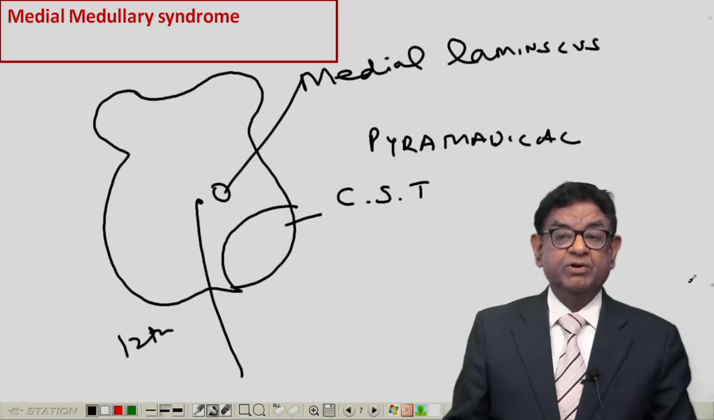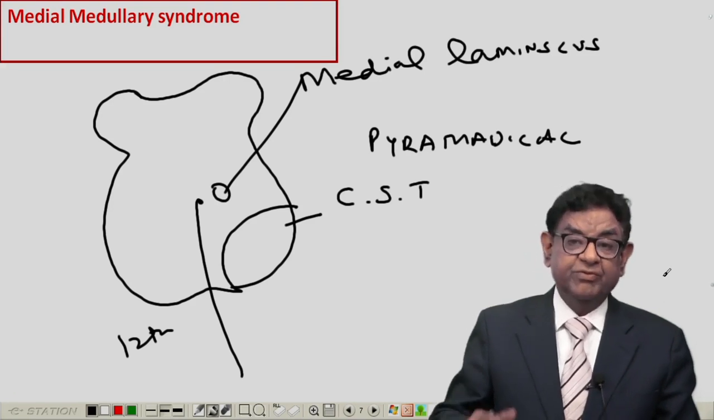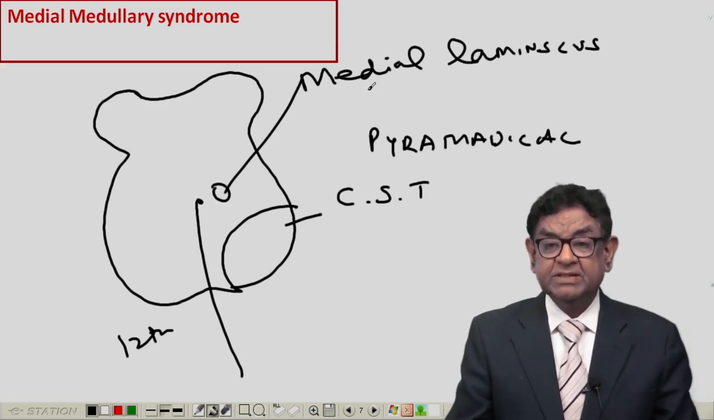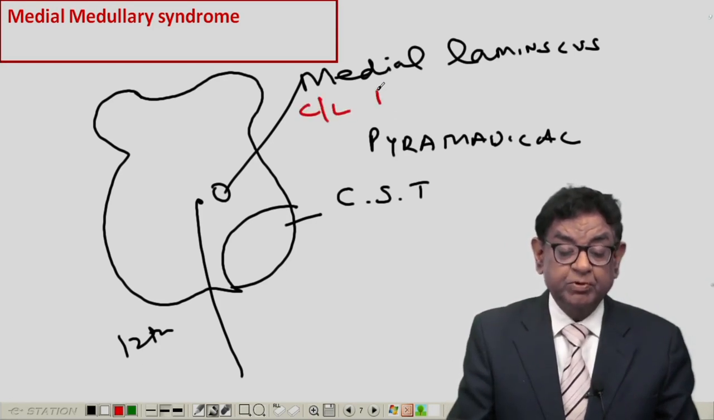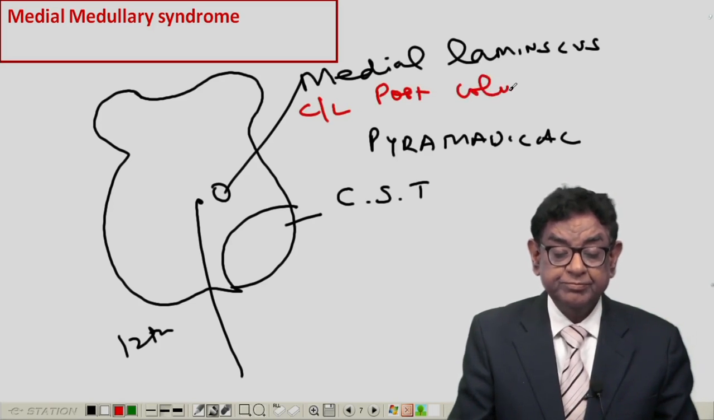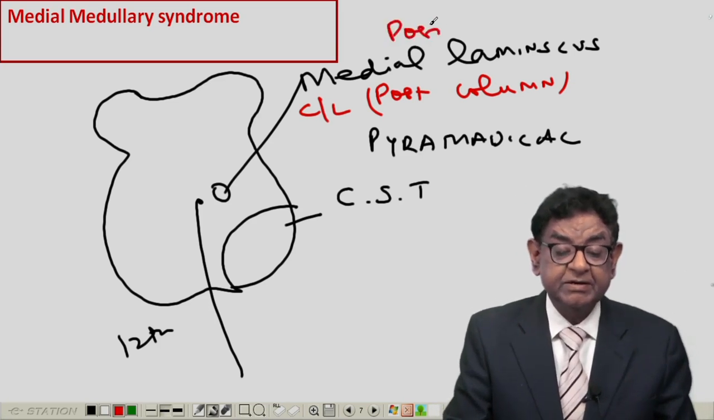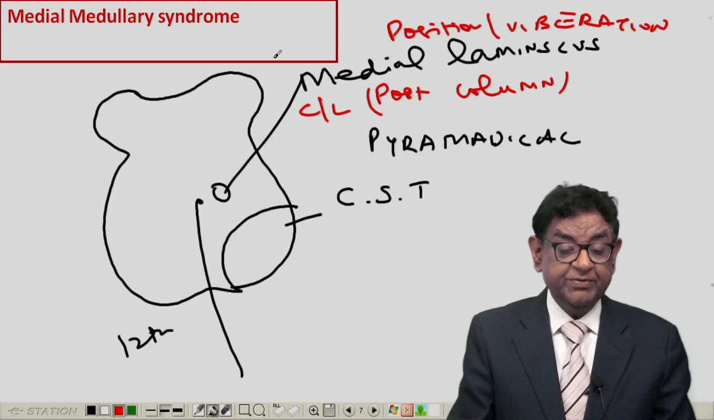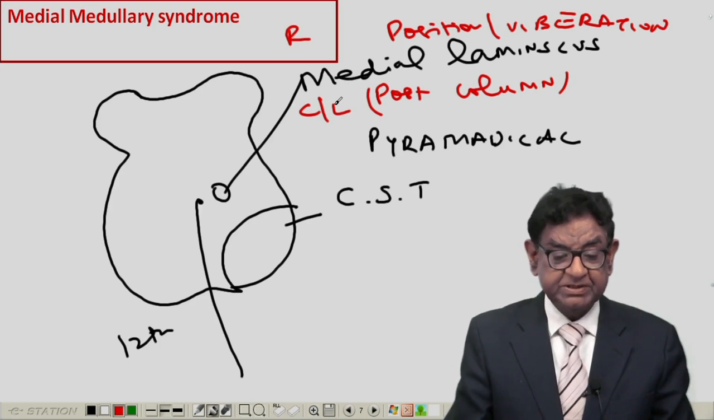A couple of minutes back we talked about the spinal lemniscus, which contains pain, touch, temperature from the contralateral body, which in fact is the continuation of the spinothalamic tract. This medial lemniscus is the continuation of the contralateral posterior column. That means it will contain position and vibration sense from the contralateral body. So if it is the right-sided medial lemniscus, it contains left-sided position and vibration sense.